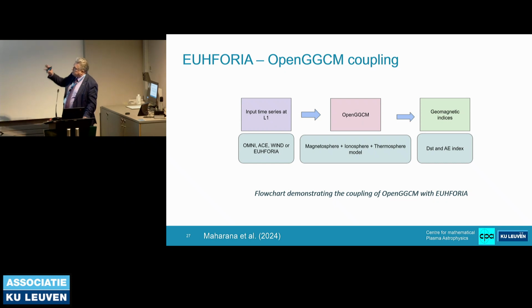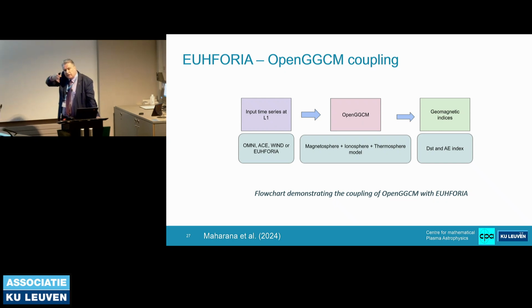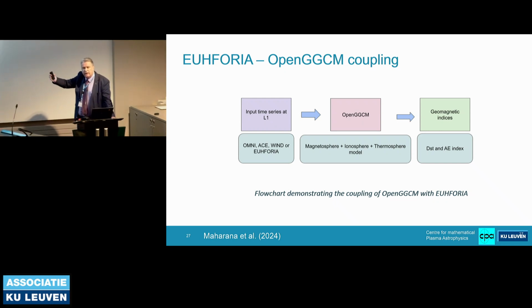So what we did is we coupled the two codes. Normally these codes, like OpenGGCM, are operated using measurements at L1, and then they compute the reaction of the magnetosphere to this wind data. But this is not really a forecast. It's called a nowcast, because when the wind is already at L1, it will be 2 hours later at Earth. So this is not very much in front of the actual event.